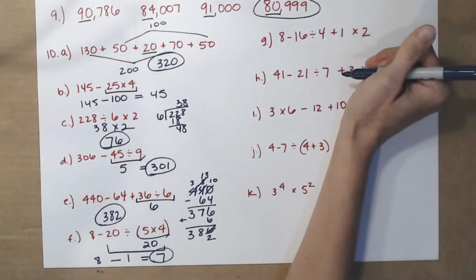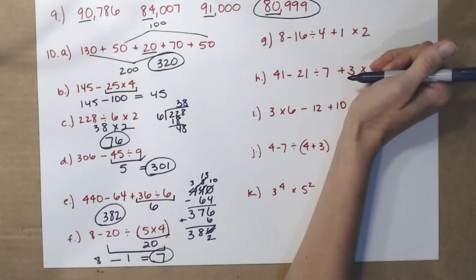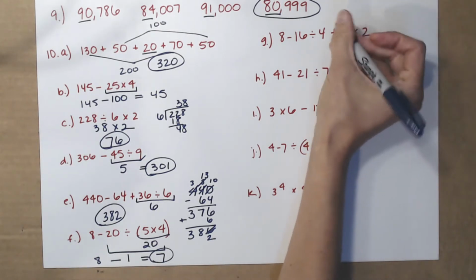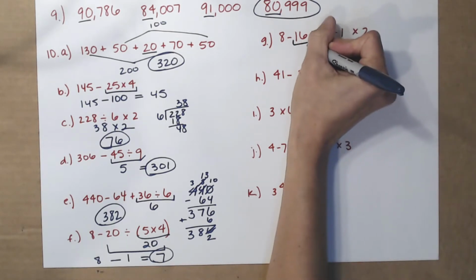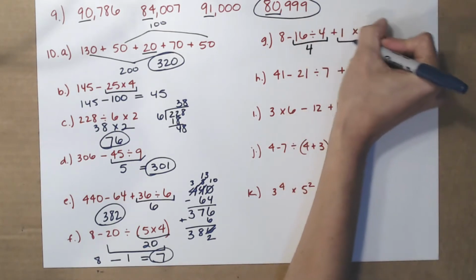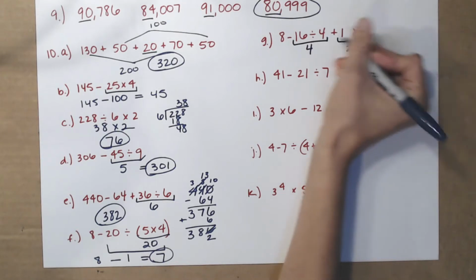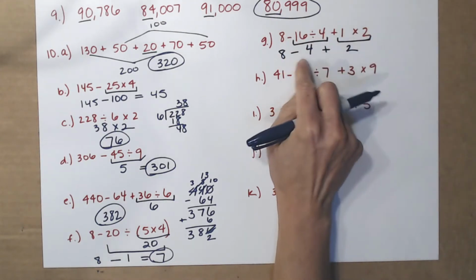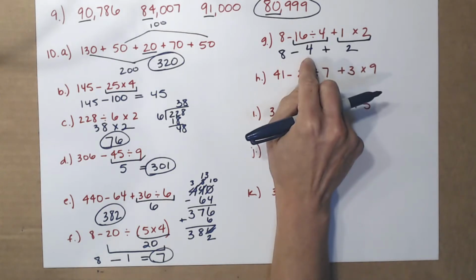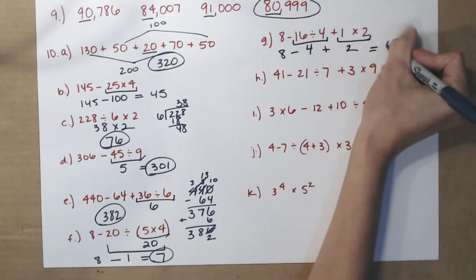Letter G. I don't have any parentheses, so I go left to right, multiplication and division. I can do 16 divided by 4 is 4, and I can do 1 times 2 is 2. I'm going to bring down my numbers. 8 minus 4 plus 2. 8 minus 4 is 4, plus 2 is 6.